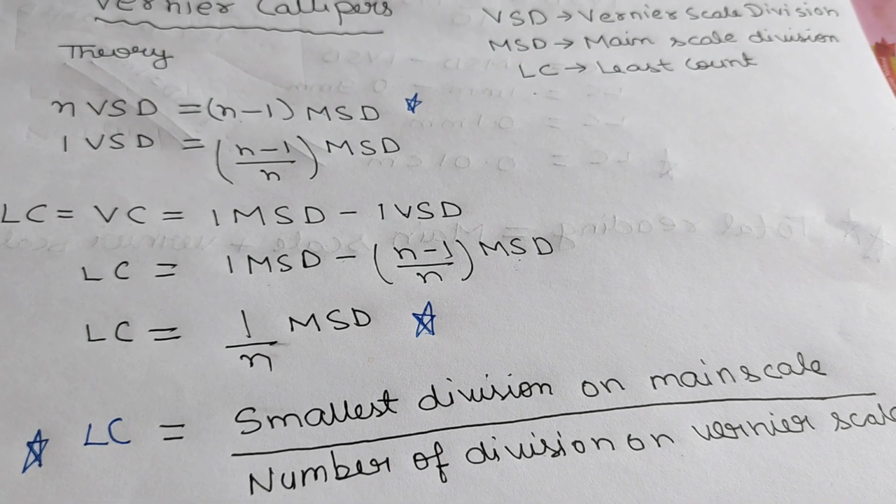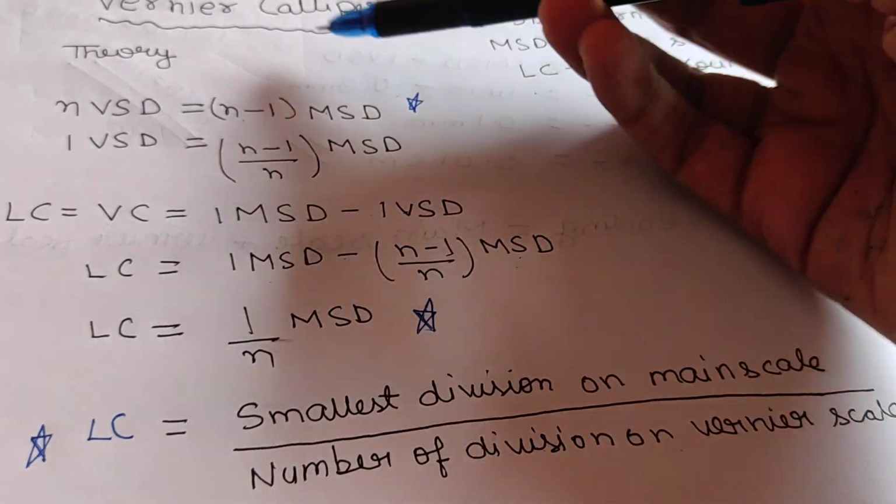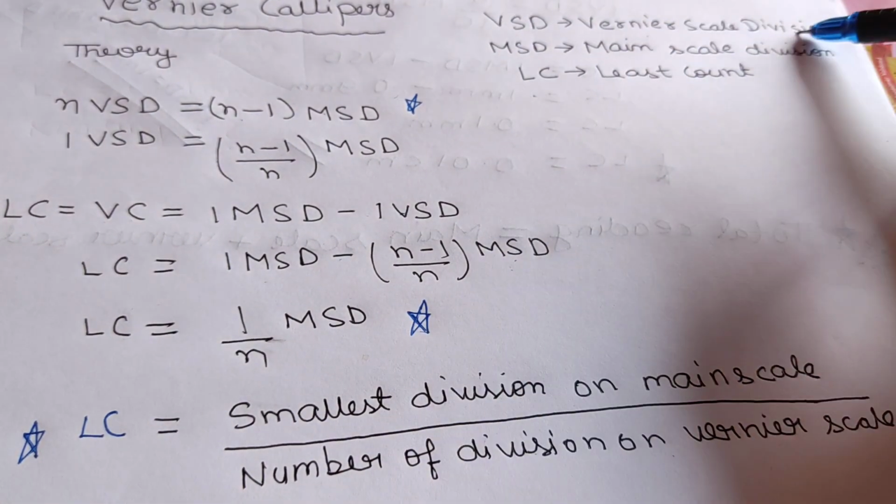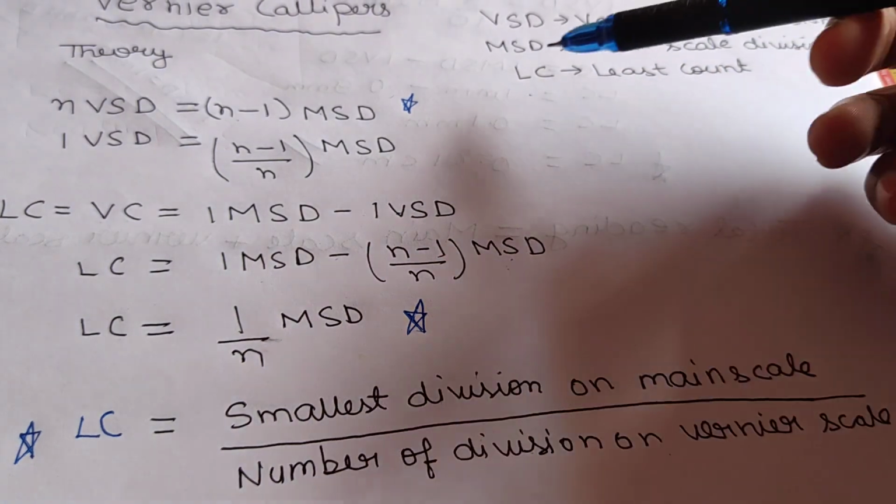Hello friends, today we will learn about the Vernier caliper. Before we begin, we should know the terms. VSD is the Vernier scale division, MSD is the main scale division, and LC is the least count.